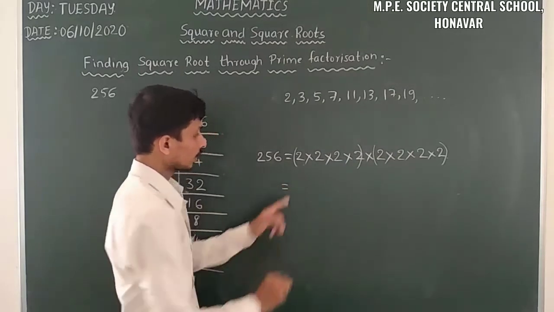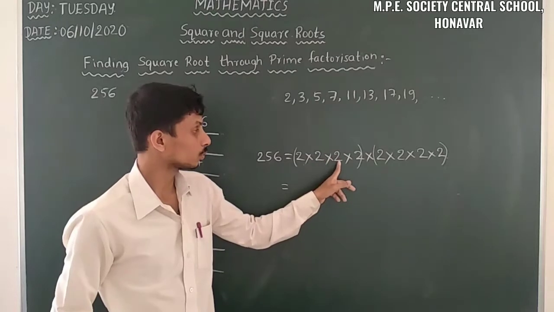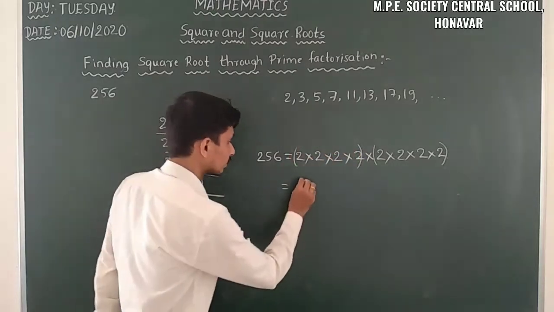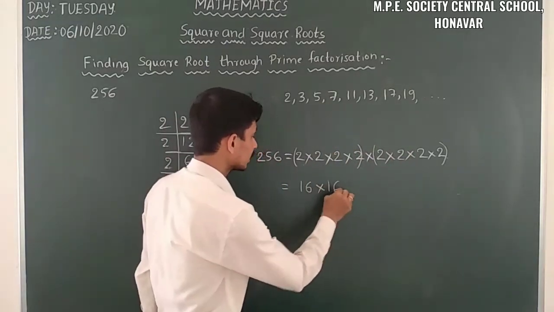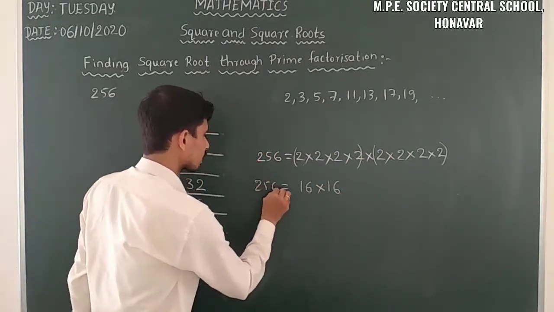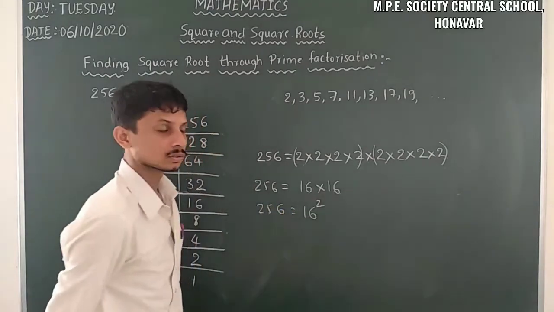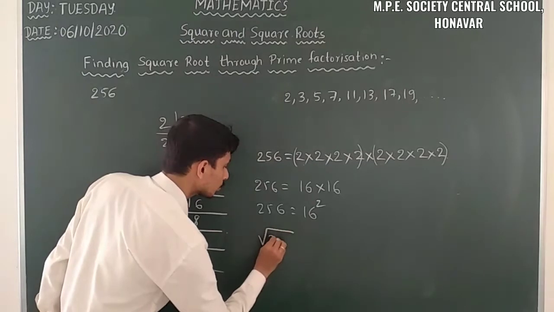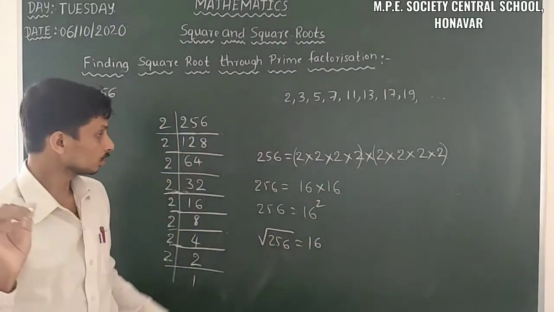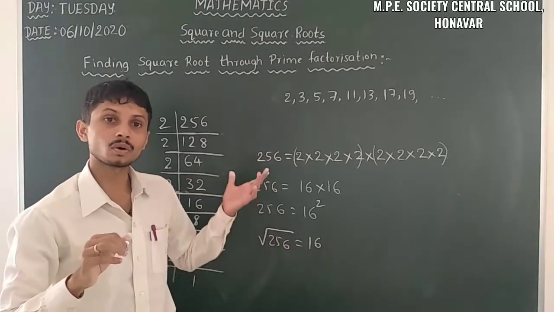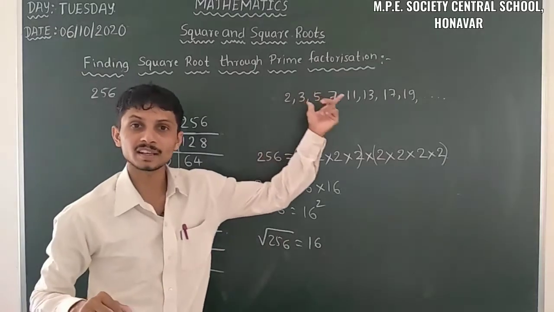Here just observe what is the result in one group: 2 into 2, 4, 4 into 2, 8, 8 into 2, 16. And the other group is also the same, that's why we are taking the 16. So 256 is equal to 16 squared. That means the square root of 256 is equal to 16 only. So just observe, we got the square root of 256 from the prime factorization.